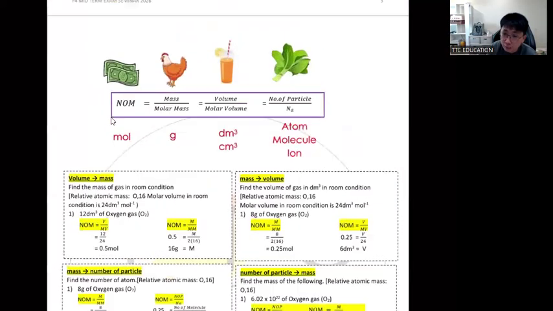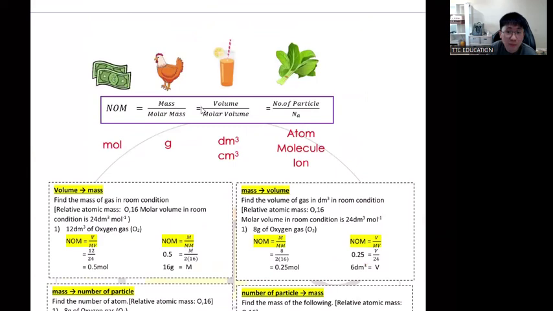Guys, we have number of mole equals mass over molar mass, number of mole equals volume over molar volume, and particles over Avogadro constant. The units will be gram, dm cube, cm cube. But make sure, guys, in the formula of volume over molar volume, the unit is always dm cube. But then you have to convert to cm cube sometimes. You have to multiply 1000.